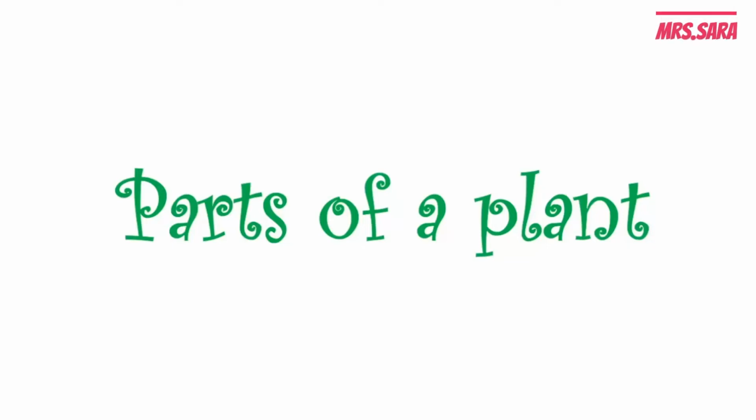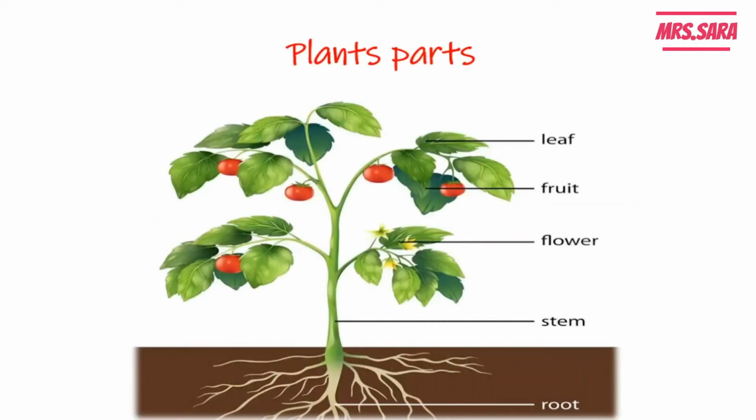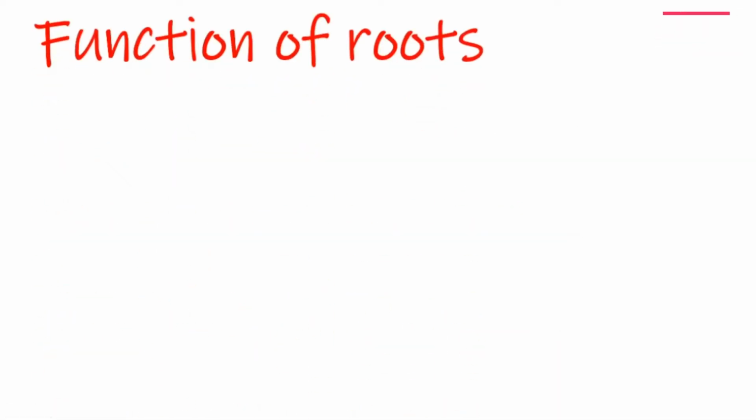I am Sarah and today we're going to talk about parts of a plant. If you remember the plant's parts: the roots, the stem, the leaves, flower, and fruit. Super. So the first part of the plant is the roots.